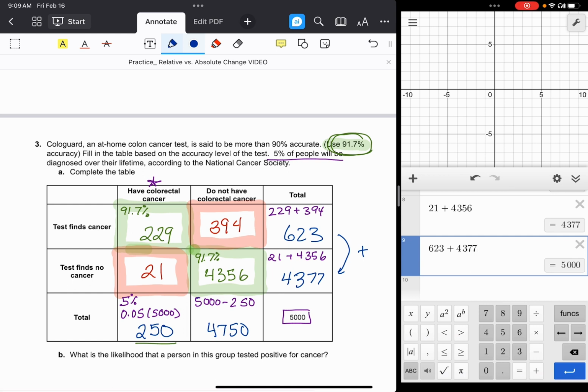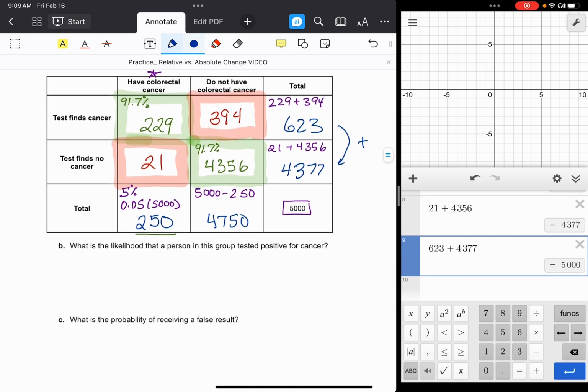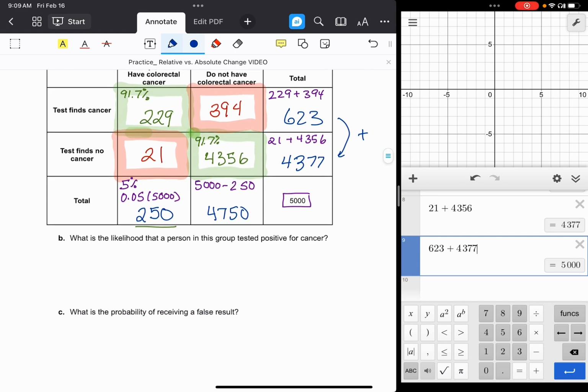Now we're going to do some probabilities. This is in some ways the more challenging part because we have to interpret what the question is asking and make sure we're reading it correctly. In my mind, that's always the hardest part with probability questions. Okay, so what is the likelihood? Likelihood's just another way to ask what is the probability, what are the chances. So what is the likelihood that a person in this group tested positive for cancer?